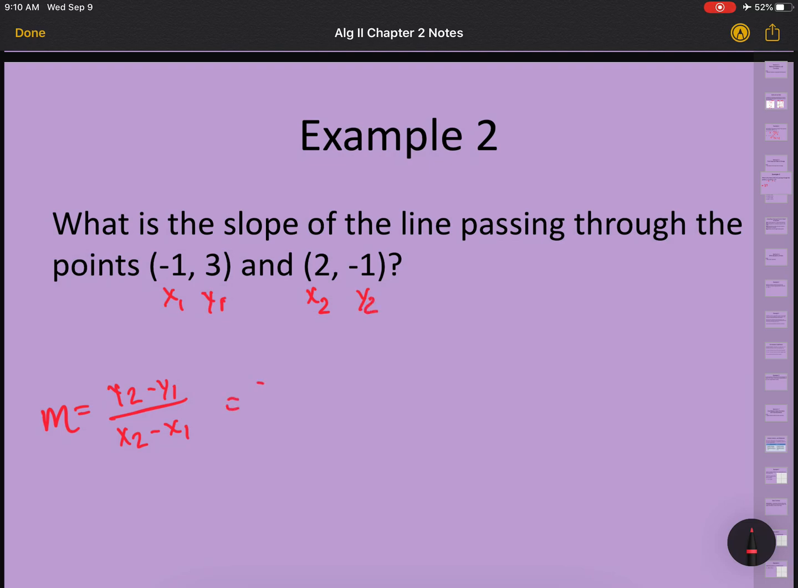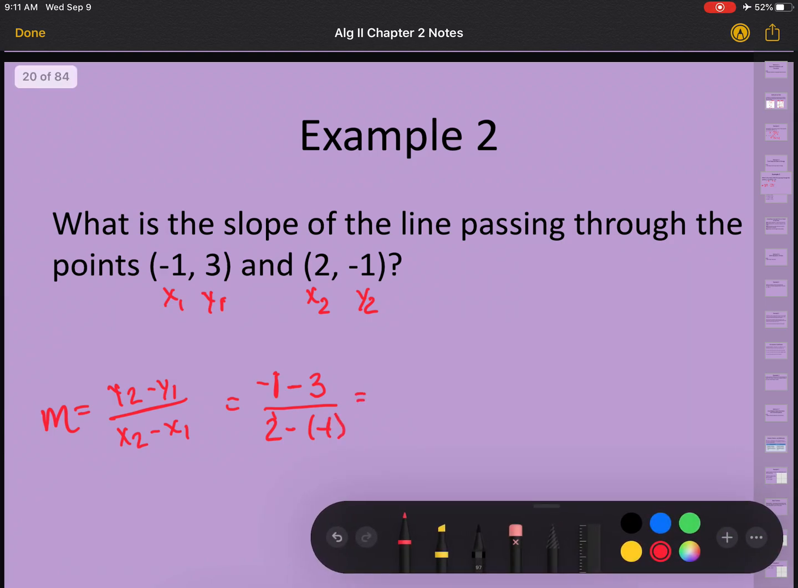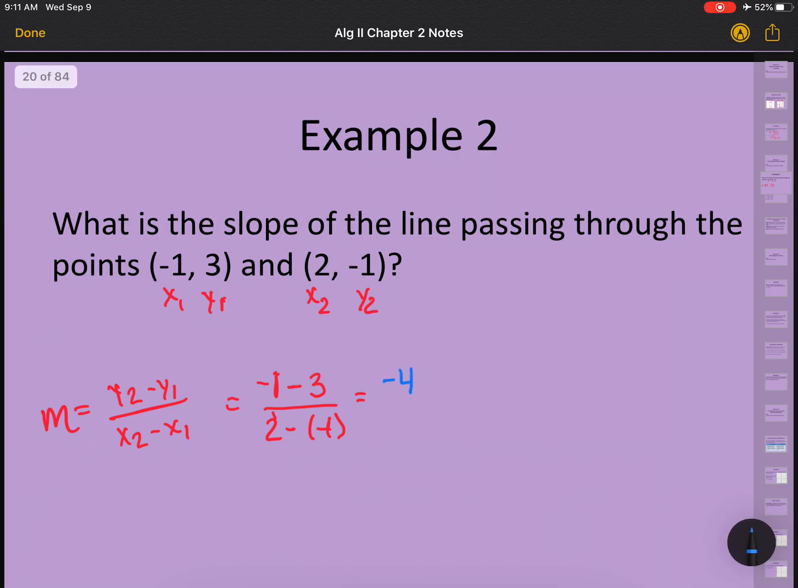Because -1 is my y2, it goes on top. And it's subtracting out my y1, which was 3. Then in the bottom, I need my x2, which was 2. Subtracting out my x1, which was -1. Okay, so up top, -1 minus 3 more is -4. Then in the bottom, I have a change going on. Okay, 2 negatives side by side make a positive. So that's like saying 2 plus 1, well, that's 3. And -4 out of 3, well, that can't reduce down. So here's my slope.